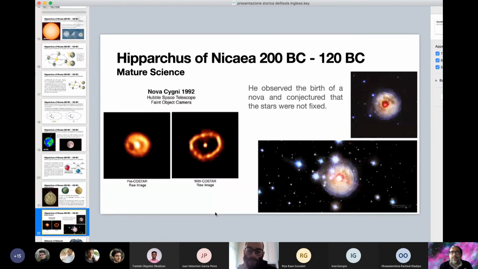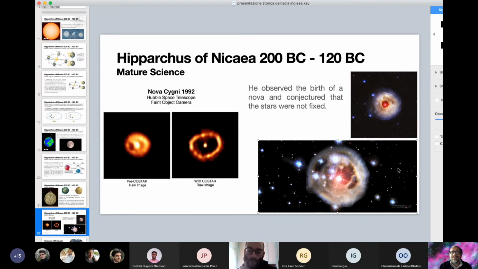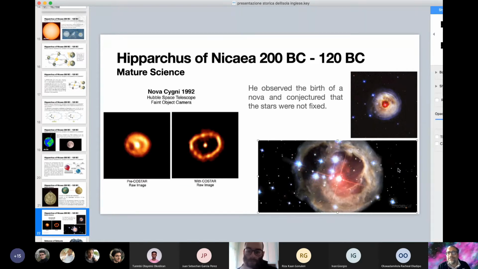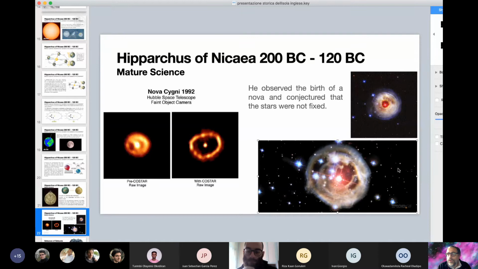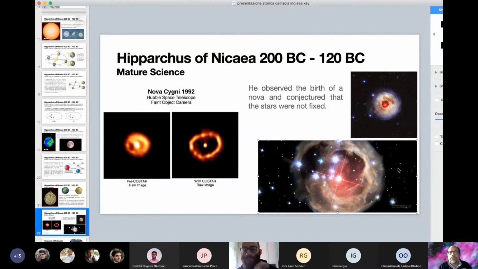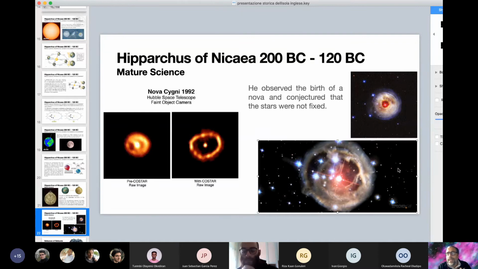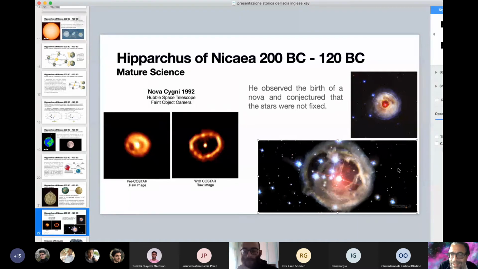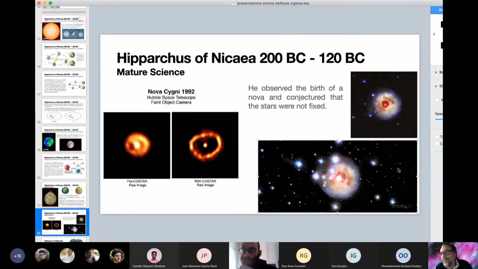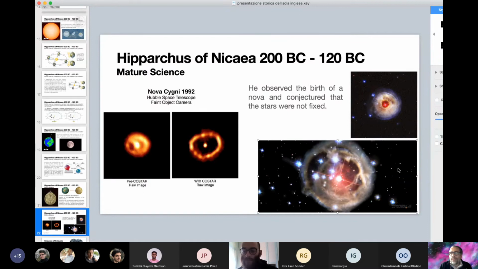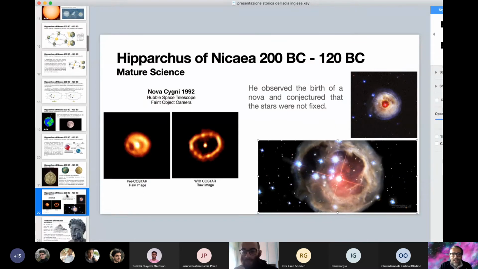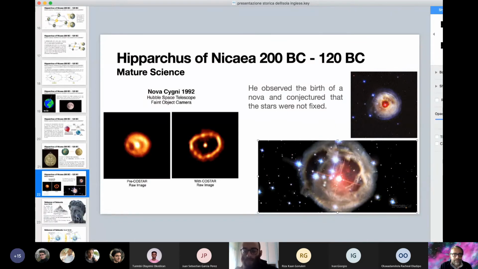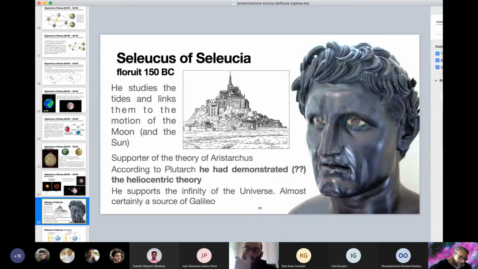We are nearly done with Hipparchus. He was really a giant, because Hipparchus described a nova. He could observe the explosion of a nova. And therefore, he conjectured that also the fixed stars were not fixed. They simply seemed to be fixed because they were very far from us.